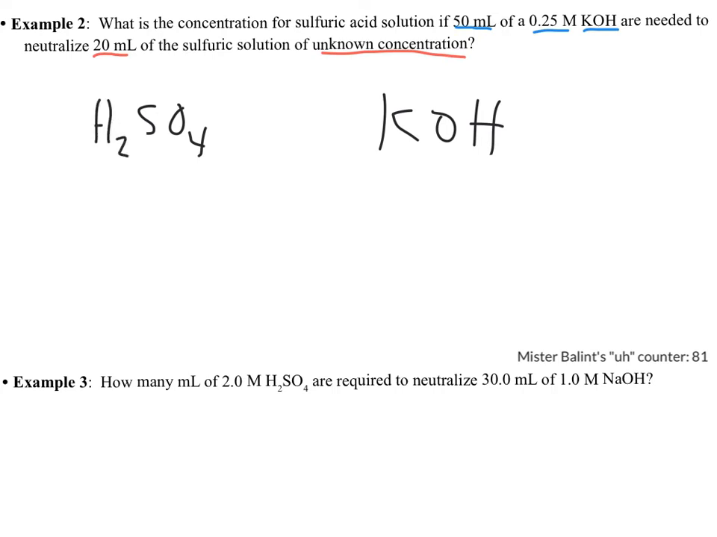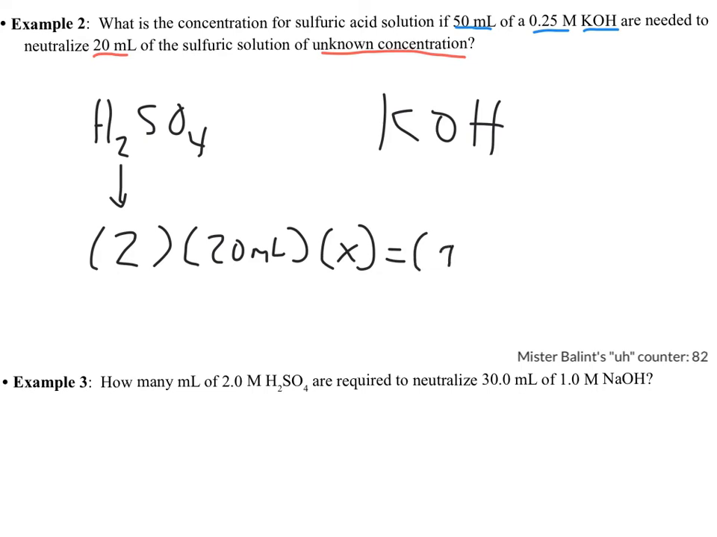So what we're going to do now is plug in my number of hydrogen atoms, which now is 2, and I have my volume, which is 20 milliliters. I don't have my concentration, so that's going to be my X. I'm going to plug in the 1 for my hydroxide because, again, it's just 1 hydroxide for this thing here.